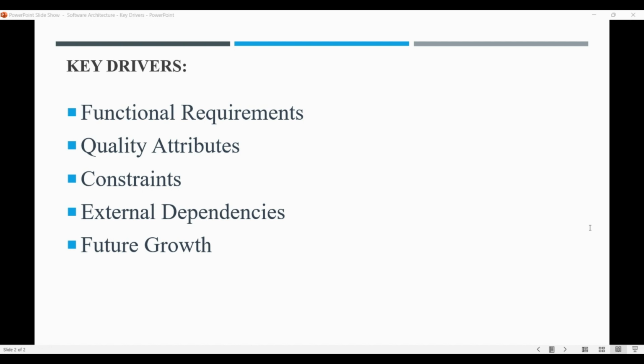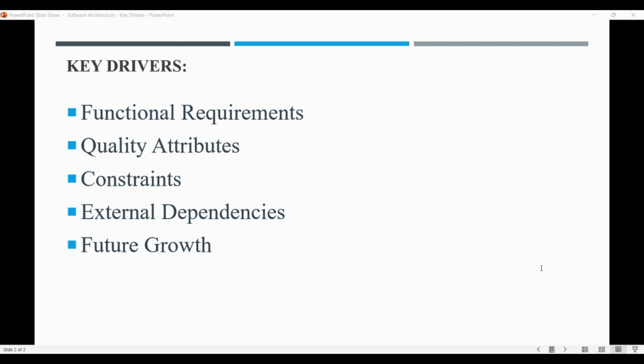Then we must have an idea about the external dependencies. External dependencies, as is clear from the word, are the external systems or components that the software system must interact with. These dependencies can have a significant impact on the design of the system as they will determine the types of interfaces that must be used and the way in which the data is exchanged.